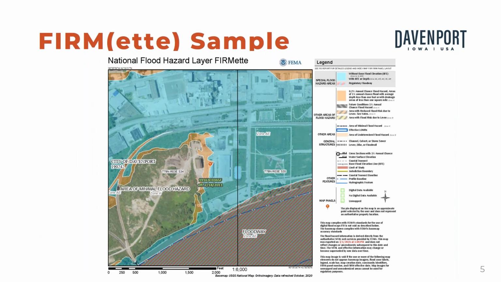So once you put in your address on the floodplain map or FIRMet, this will display. This is your official floodplain map. Floodplain maps are done by FEMA. They're not done by the city of Davenport. We adopt FEMA's maps. So shown here is the example of the FIRMet. On your map, you're going to find a lot of information.